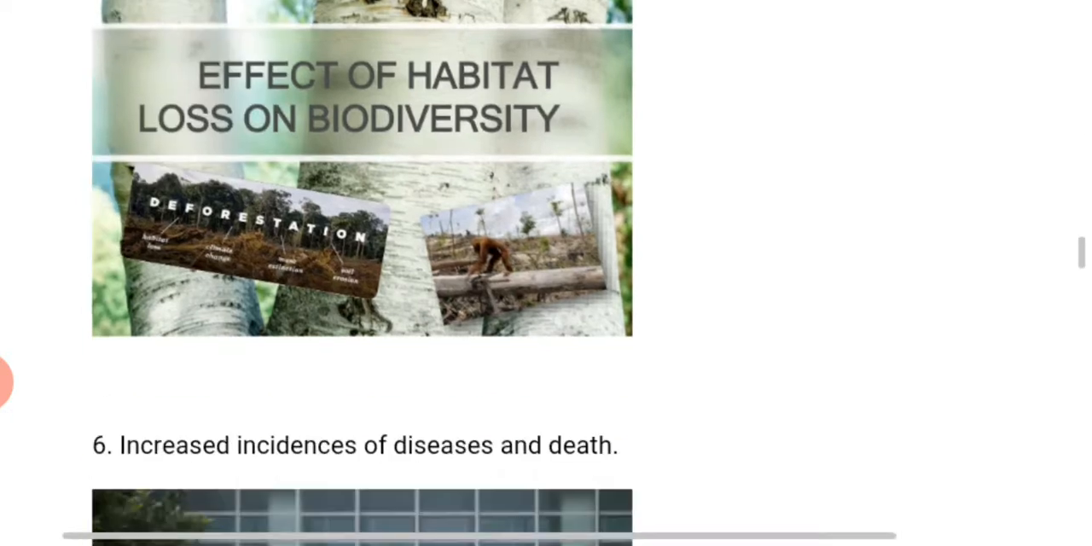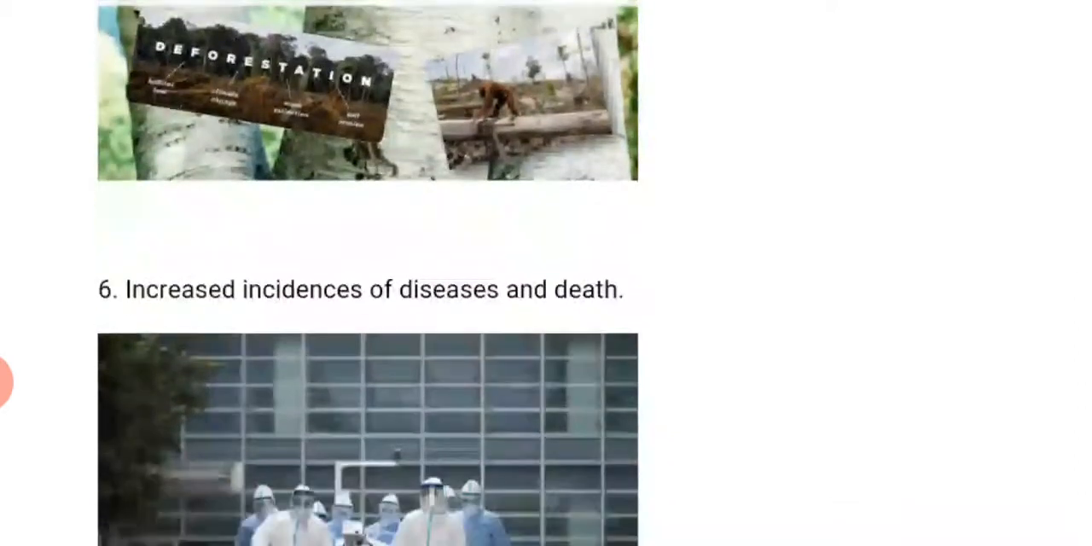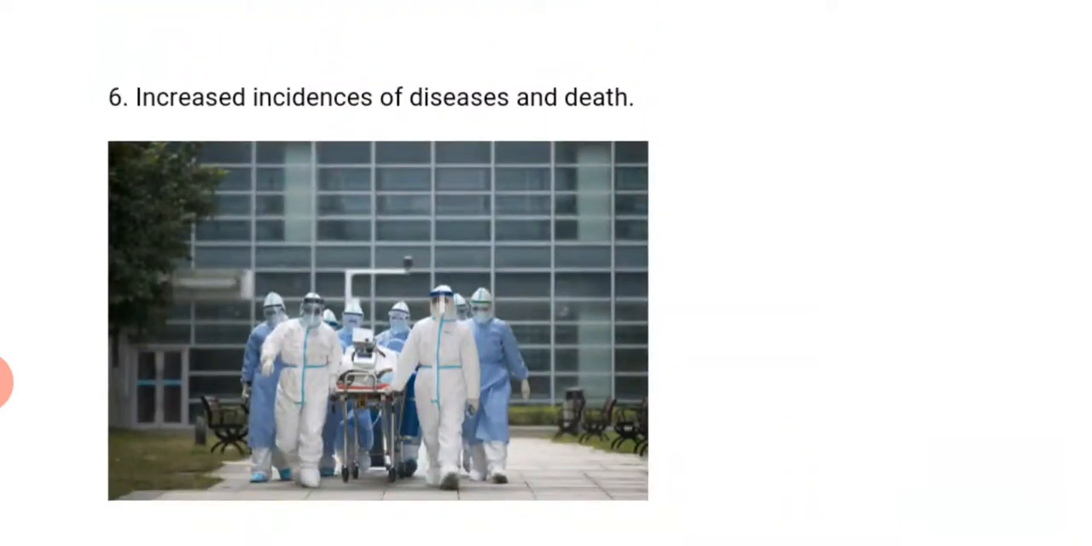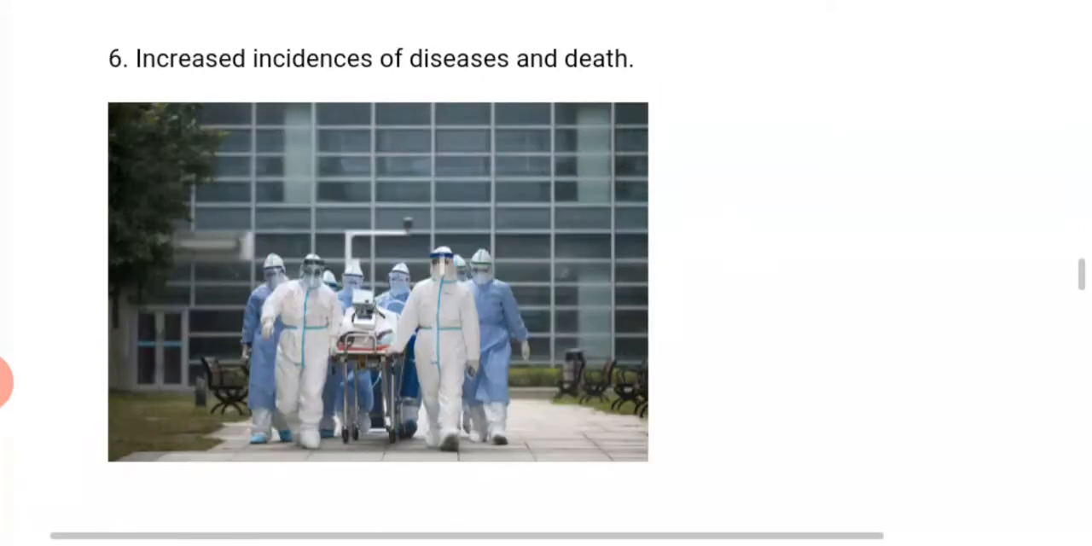We might say Allah forbid that, but the sixth one is the increase in incidences of death and diseases. That is, there will be increased level of what? Diseases which can result in death. Example, you can see the picture of a person. You can see the people pushing that person who suffered from a kind of deadly disease and later turned to what? Death.